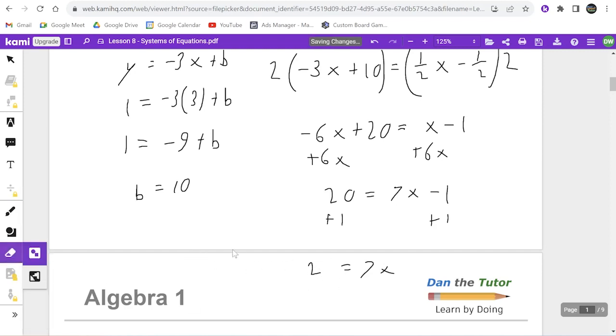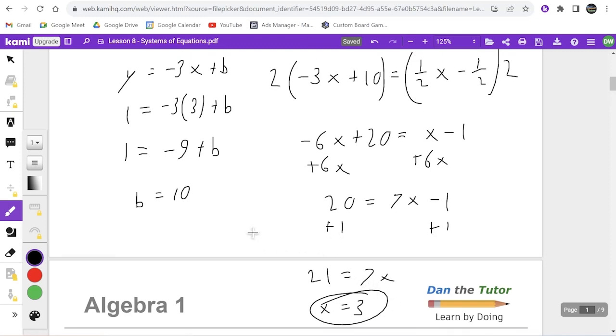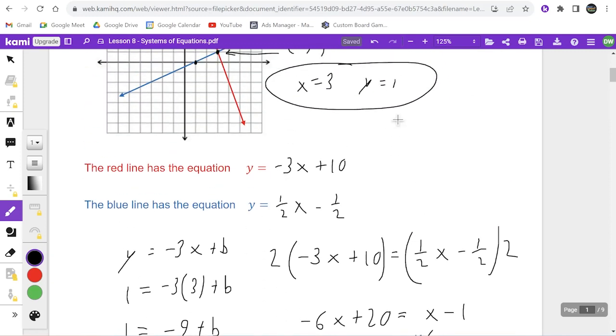Which then means when you divide by 7, you're going to get a final answer of x equals 3. And isn't that what we said earlier? And then if you want to find the y value, well, that's easy as well, because all you got to do is plug in 3 into this function right there.